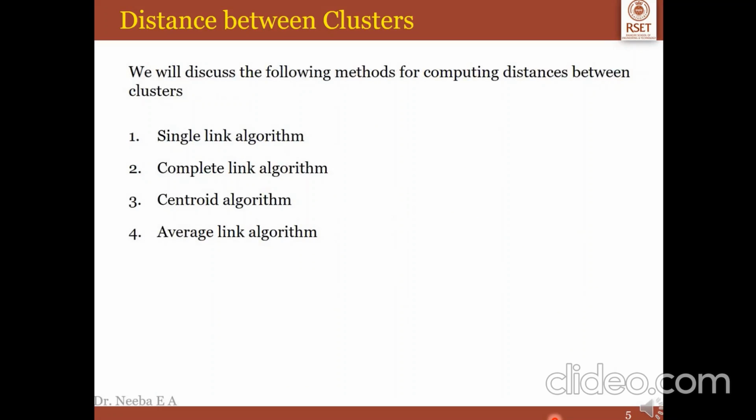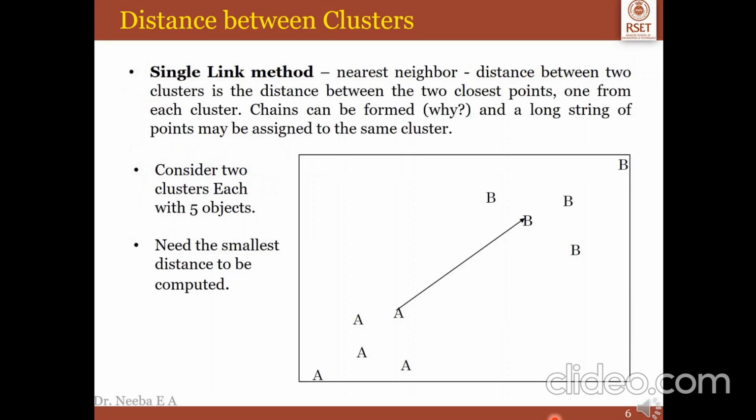We will discuss the following methods for computing distances between the clusters: single link algorithm, complete link algorithm, centroid algorithm, and average link algorithm. Single link algorithm. The single link or the nearest neighbor algorithm is perhaps the simplest algorithm for computing distance between two clusters. The algorithm determines the distance between two clusters as the minimum of the distance between all pairs of points A, B, where A is from the first cluster and B is from the second. The algorithm therefore requires that all pairwise distances be computed and the smallest distance found.